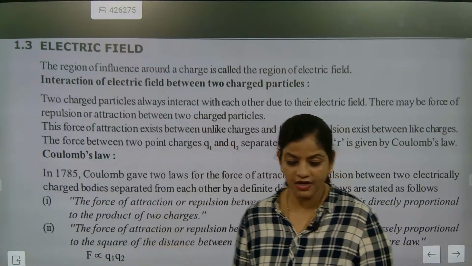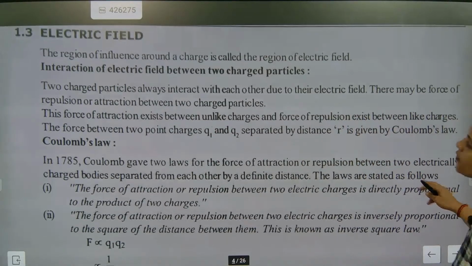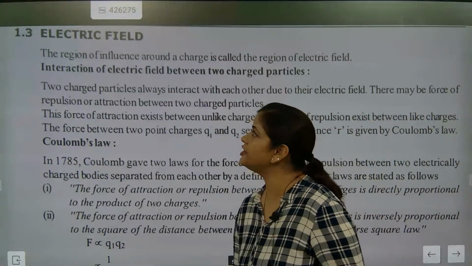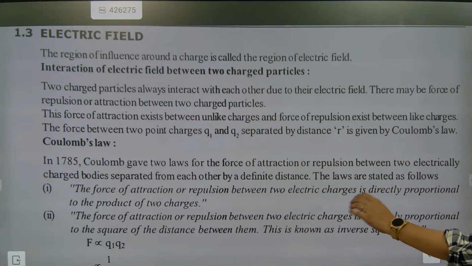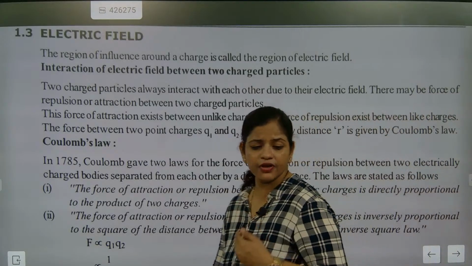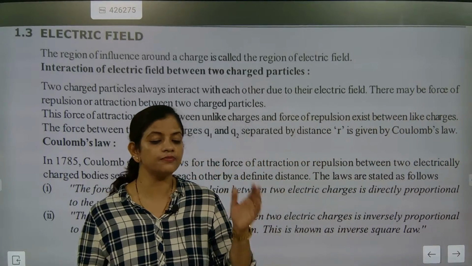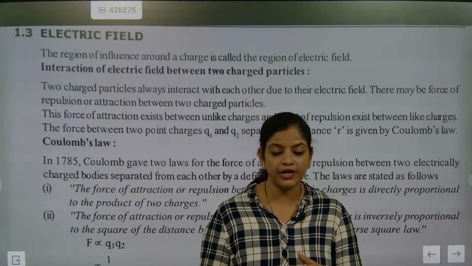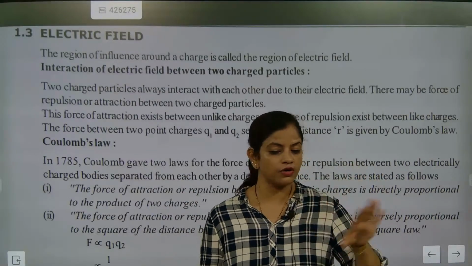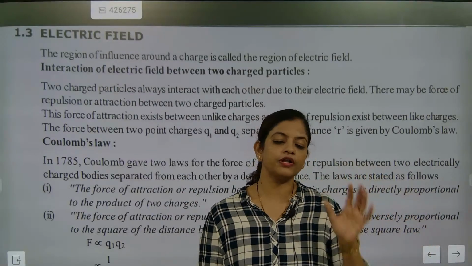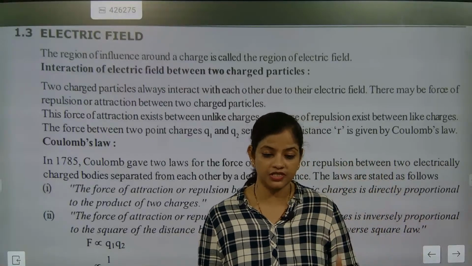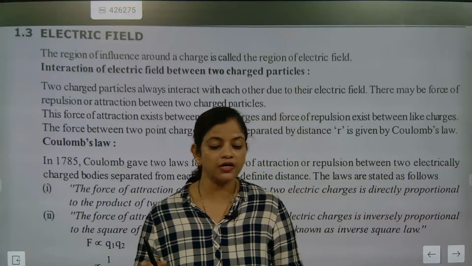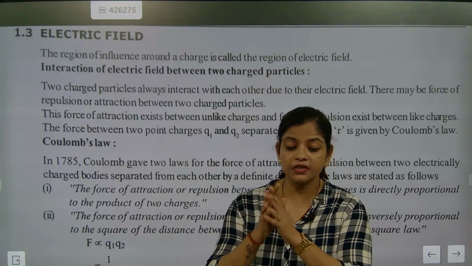So here, what we are going to understand: the region of influence around a charge is called the region of electric field. You need to understand some points very nicely. The first important point is that Coulomb's law is not in your syllabus. I am just teaching what is there in your syllabus. So you need to understand the region of influence.